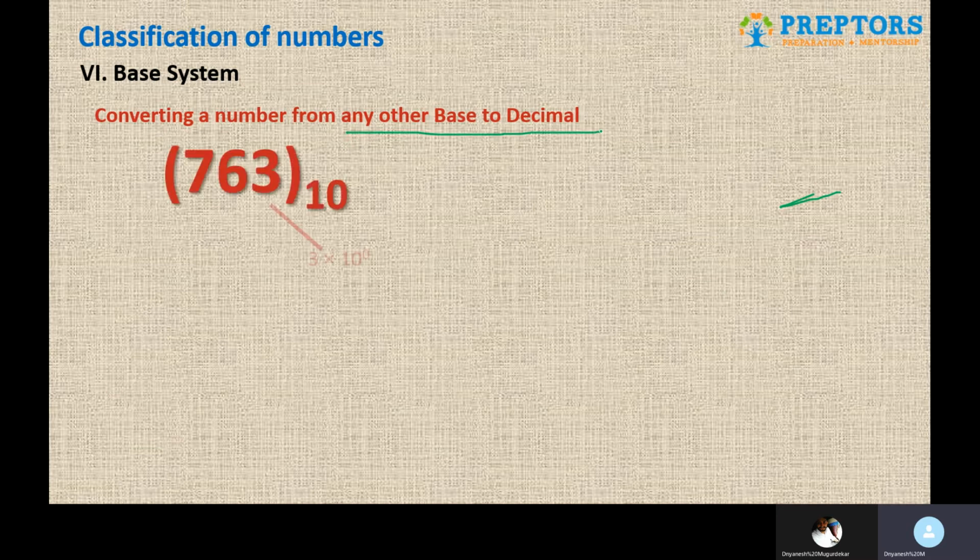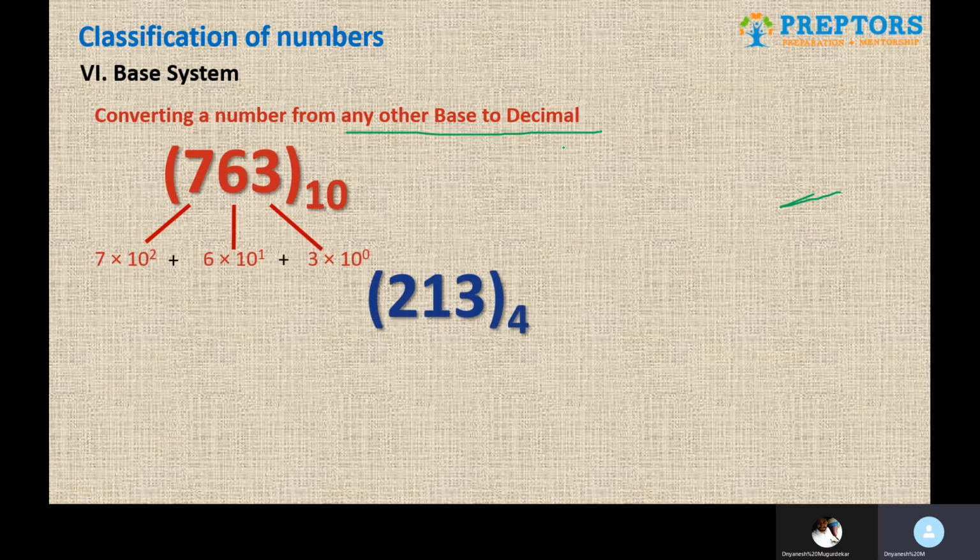So for example, let's take a hypothetical number, suppose 213 in base 4. 213 in base 4, that is in base 4. This suffix will tell you कि कौन से base में वो number है. This is in base 4 and we want to convert it to a decimal base. How do we do that?